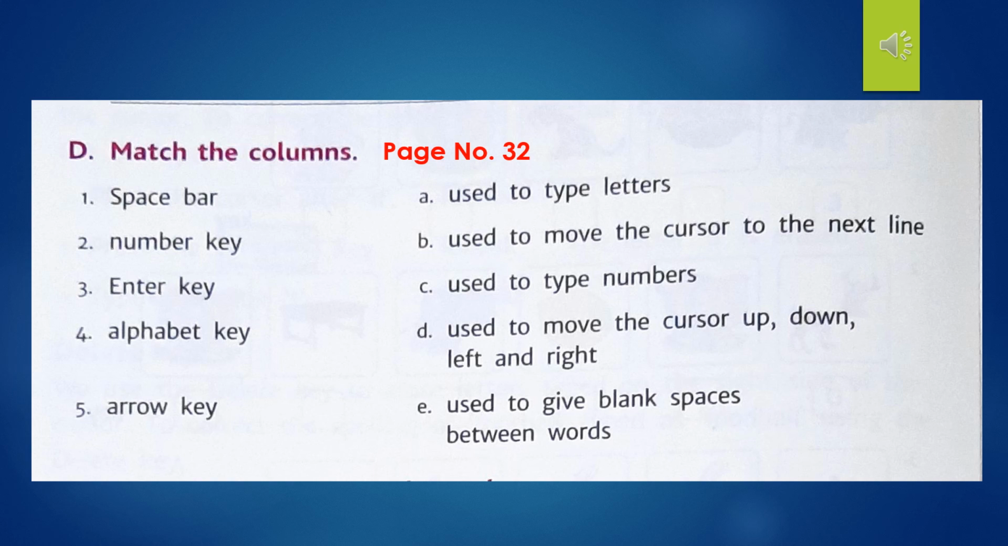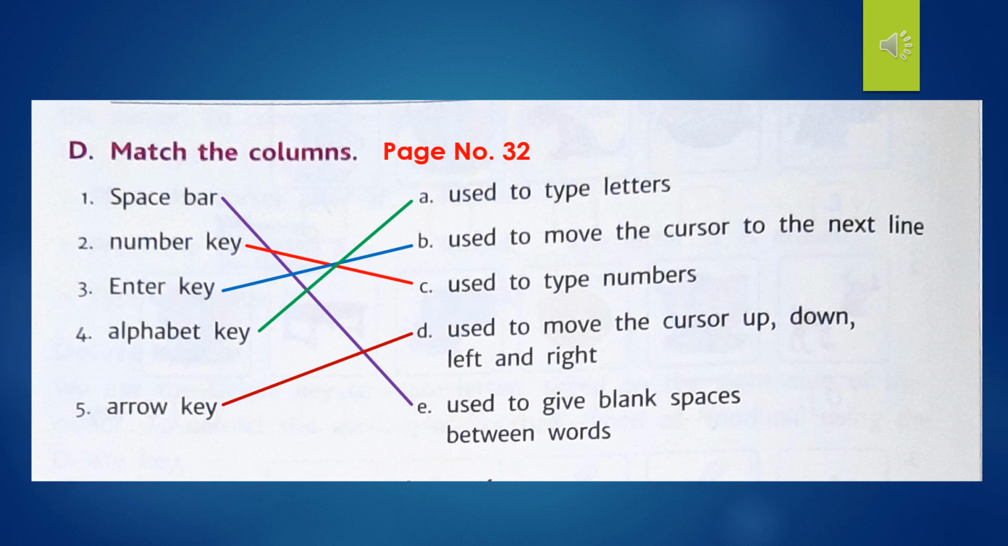So space bar is used to give blank spaces between words. Number key is used to type numbers. Enter key is used to move the cursor to the next line. Alphabet key is used to type letters. Arrow key is used to move the cursor up, down, left and right. I hope all of you got it correct.